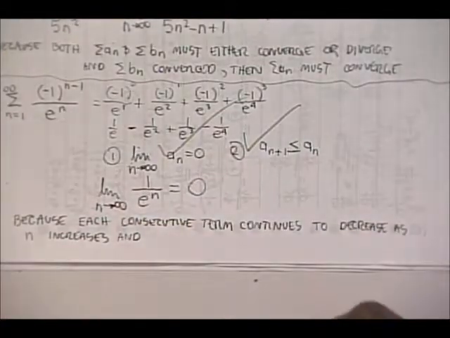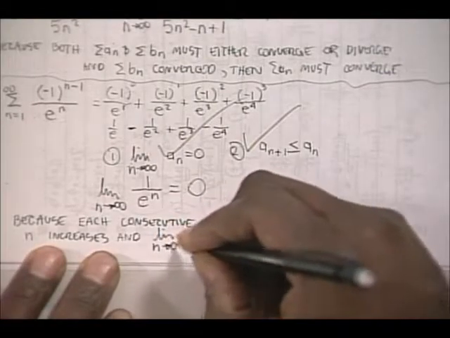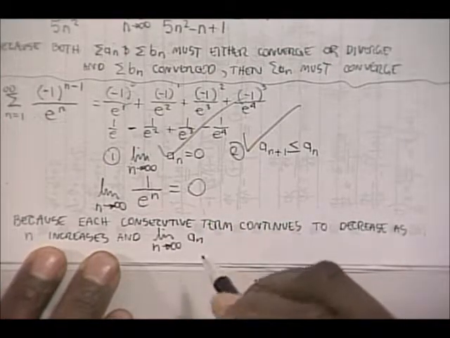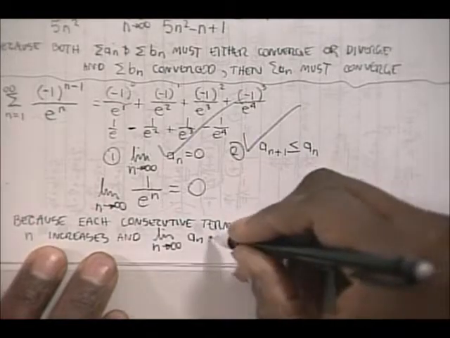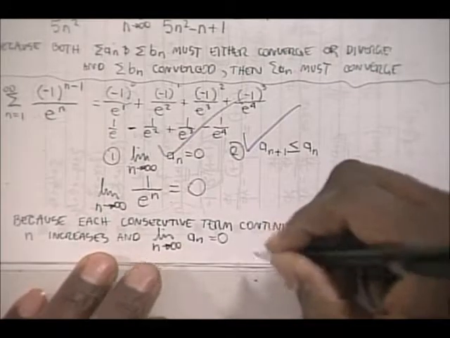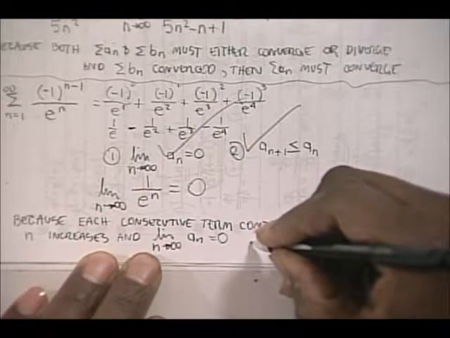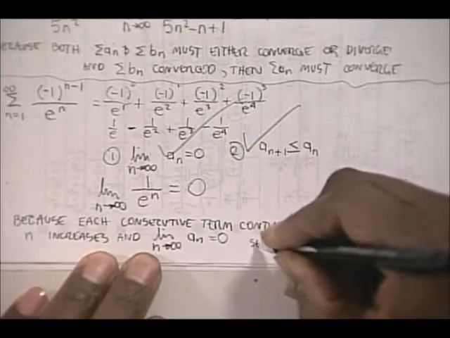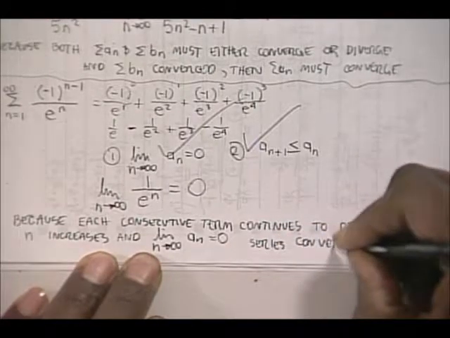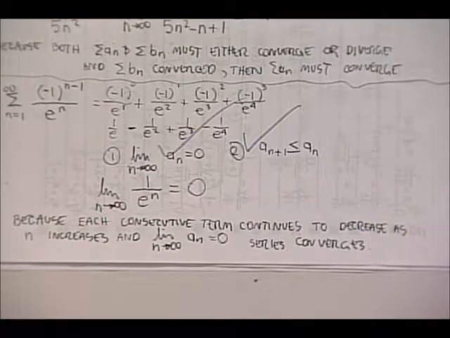And in addition to that, the limit as n approaches infinity of a sub n, being the part of the series that did not force the alternating, was 0. Those are the only two conditions that needed to be proven. Because both these statements are true, you can say that the alternating series converges. So that's how I prove that.